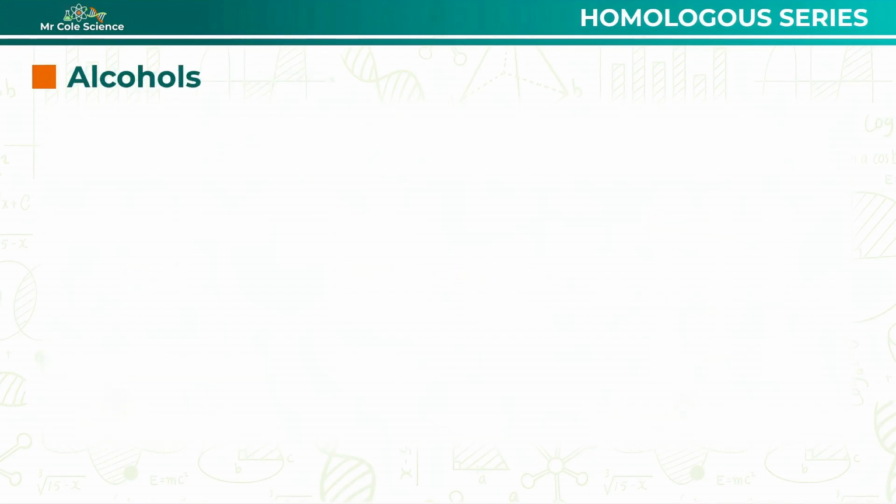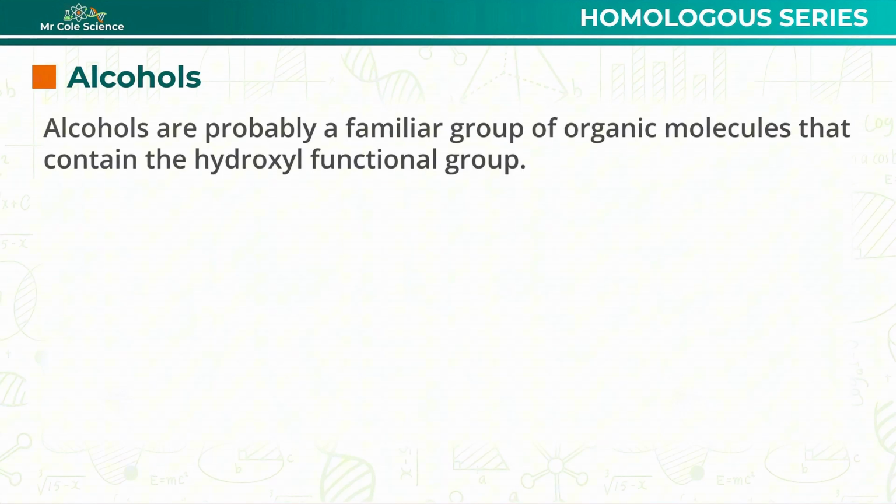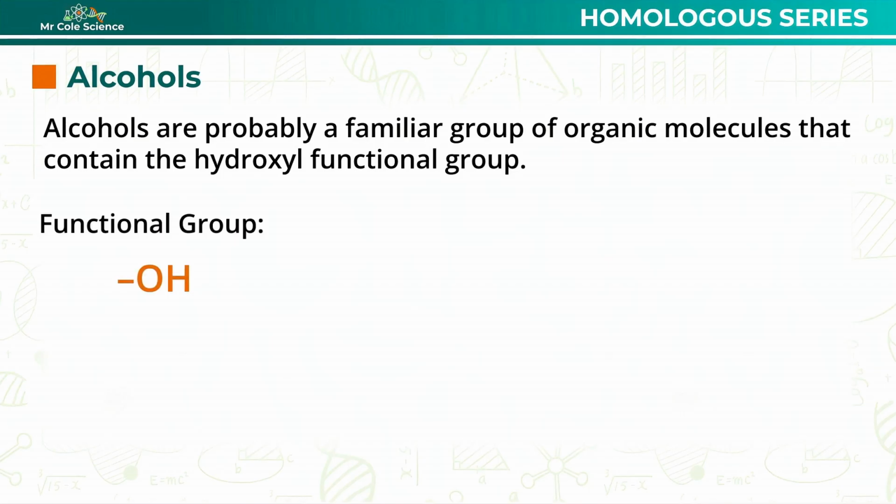And now moving on to a potentially familiar series, alcohols. The functional group for alcohols is the hydroxyl group, and all alcohols contain at least one hydroxyl group but can contain multiple. The hydroxyl group is simply an OH group attached to a carbon atom. The general formula for alcohols is therefore CnH2n+1OH. But again, this assumes that the alcohol only contains one hydroxyl group.